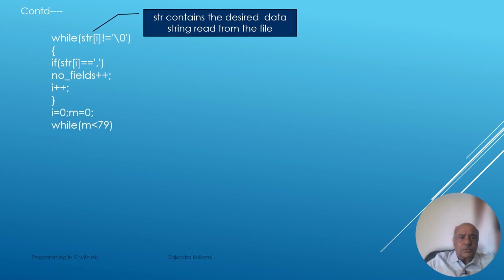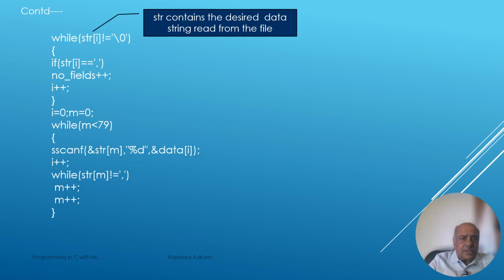Then we go into another while loop, while m less than 79. This 79 corresponds to the number of probable characters that we might have in the string str. What we now do is again employ a scanf function. We scan the string str through the while loop by incrementing the value of this int m.